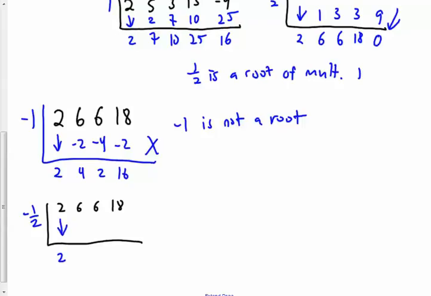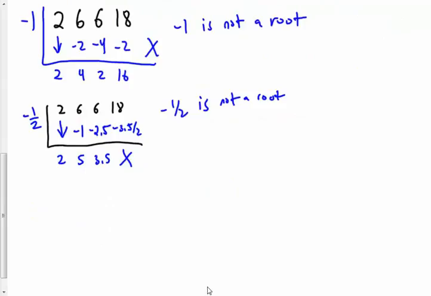Again, bring down the 2 first. 2 times negative 1/2 is negative 1, should get a 5. 5 times negative 1/2 gives me negative 2.5. You can see it's starting to get a little bit messy. When I add those together, I should get 3.5, half of 3.5. Still getting very, very messy. And you can see, well, this isn't going to work. So negative 1/2 is not a root. Similarly, since I can see that the halves really aren't working, I probably don't want to try negative 3/2 just now. Let's try a whole number and see what we can get from there.